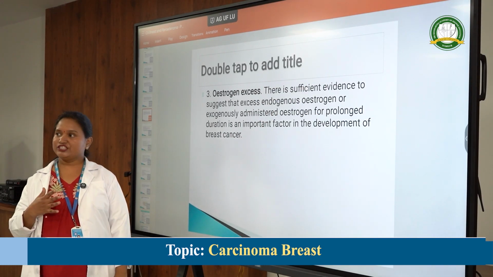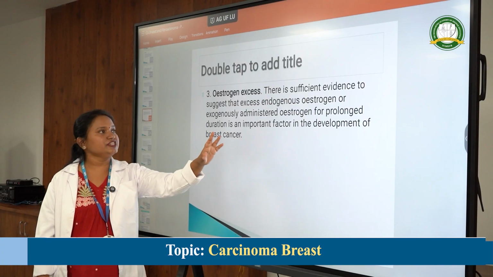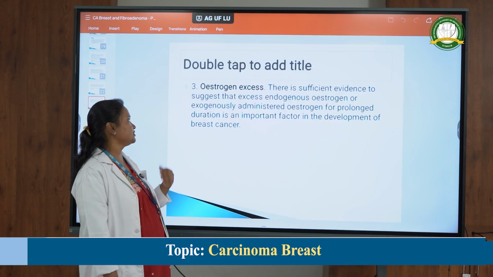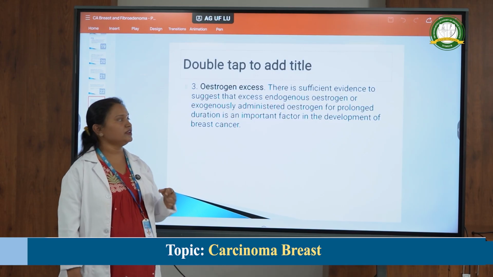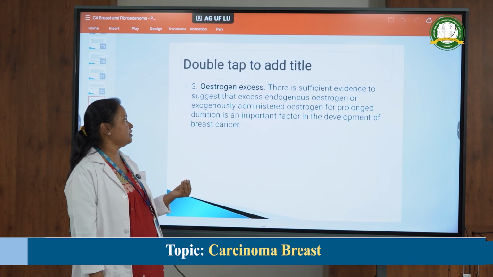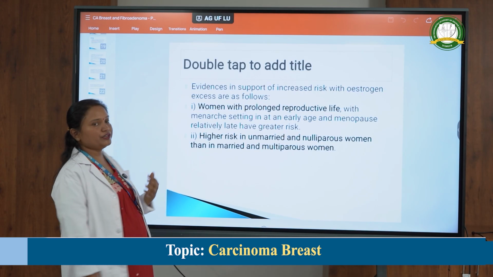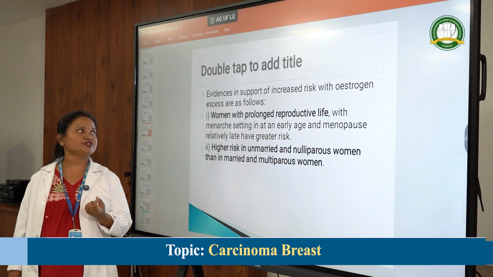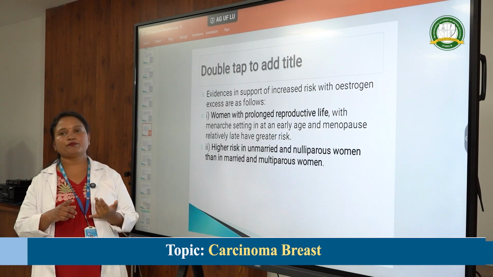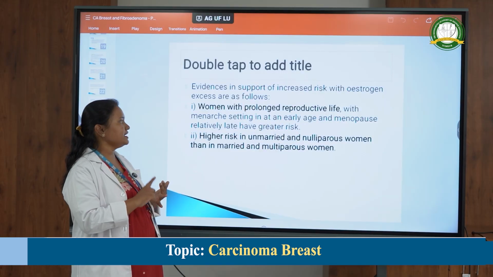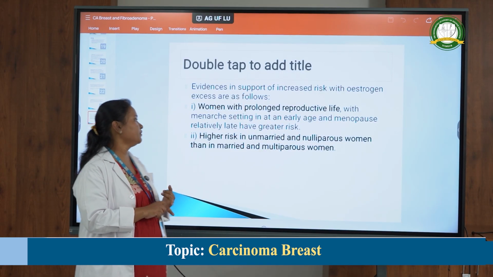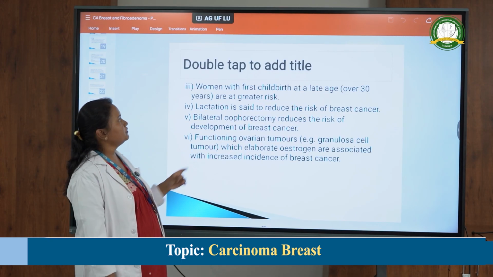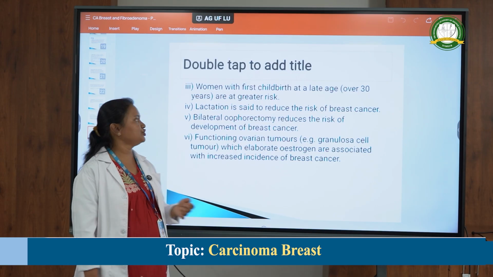Next, coming to estrogen excess. There is sufficient evidence to suggest that excess endogenous estrogen or exogenously administered estrogen contributes to the progress of carcinoma breast. It depends on the duration. The evidence in support of increased risk with estrogen excess is as follows. Women with prolonged reproductive life. High risk in nulliparous women, unmarried or nulliparous, compared to married and multiparous women. Women with first childbirth at a late age.